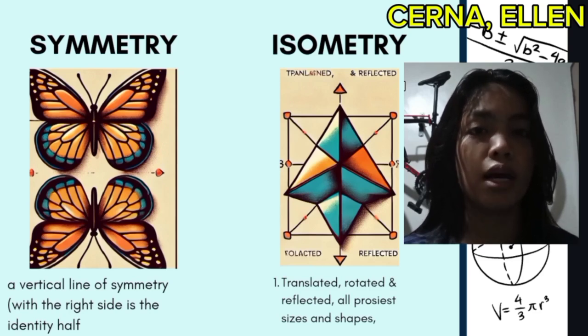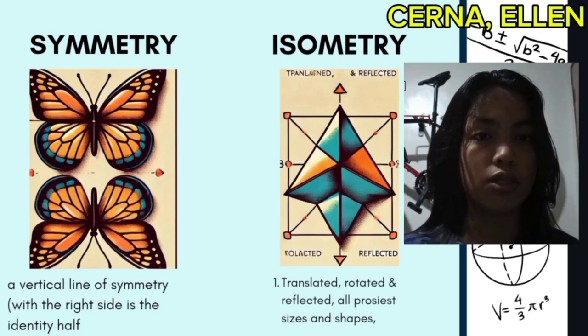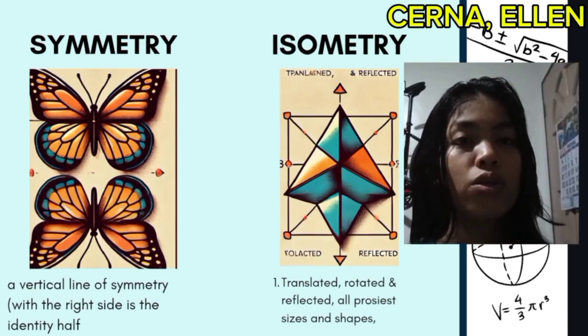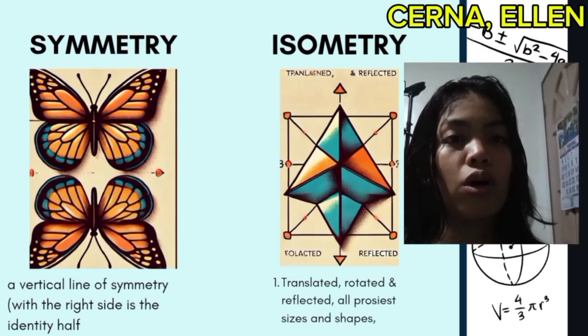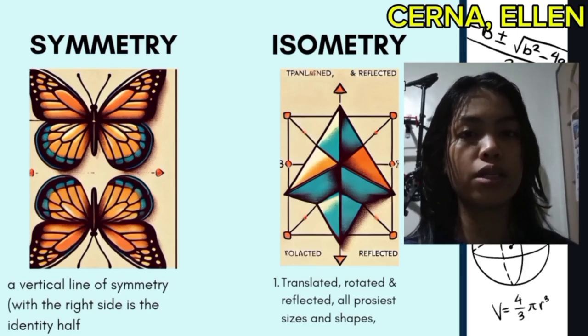Now, let's move on to isometry, which involves a specific transformation of an object. This transformation includes translation, rotation, and reflection, but no matter how the object moves, its original size and shape remain unchanged. A good example of isometry is a rotating triangle.